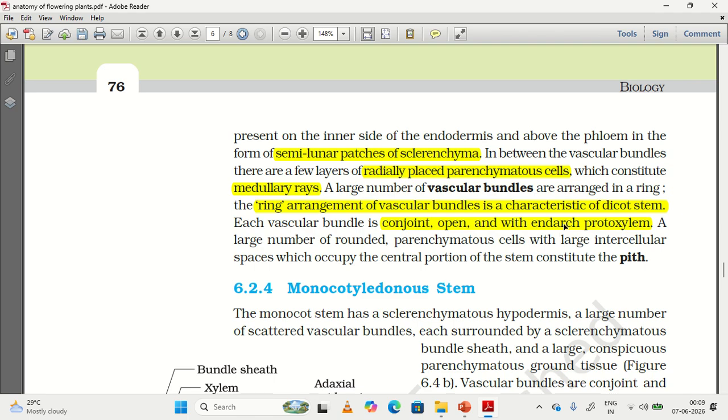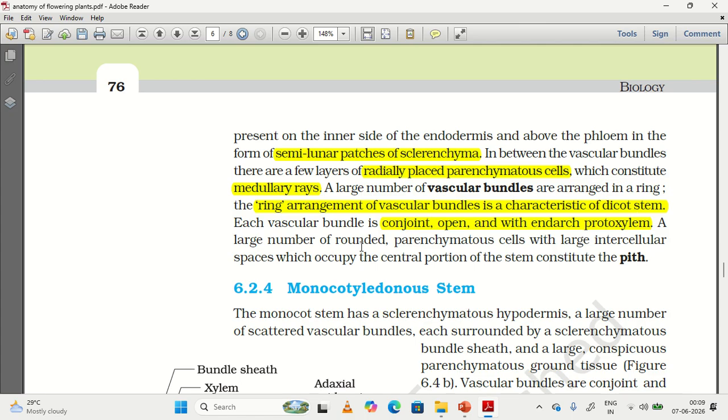Okay, so such kind of protoxylem we call it as endarch. This endarch condition can be seen in the dicot stem. Okay, very important point. Ring arrangement of vascular bundles and conjoint, open, endarch protoxylem can be seen in dicot stem.